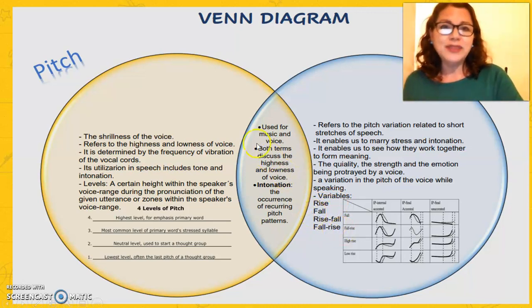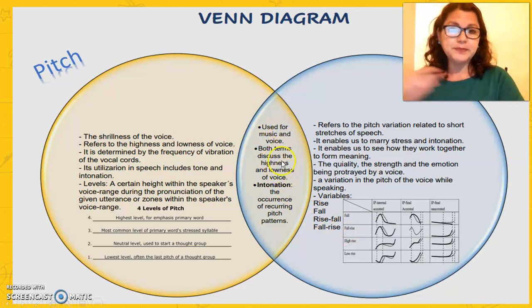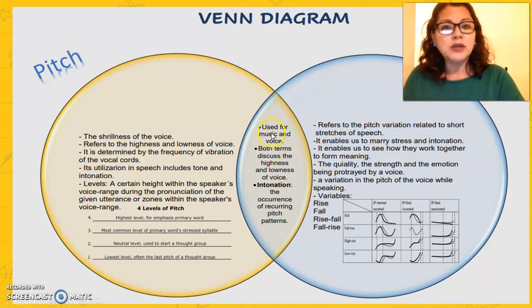And we saw the similarities between pitch and tone. Both are used for music and voice. Both terms discuss the highness and lowness of voice, and we discovered this intonation.